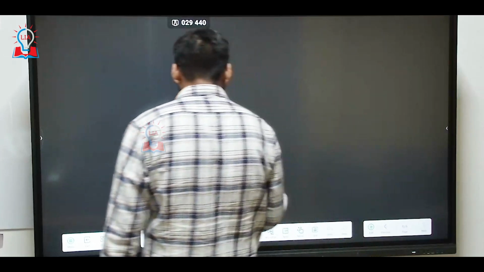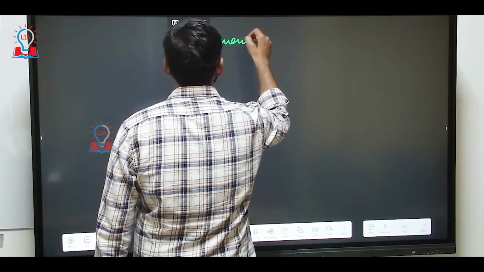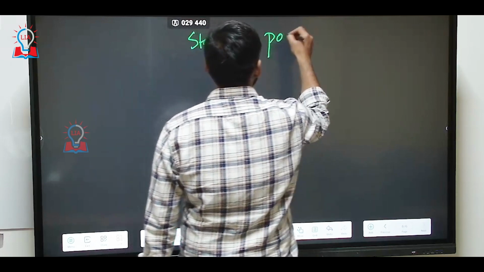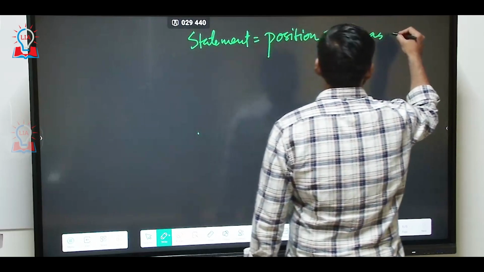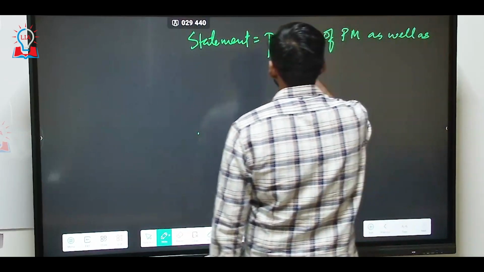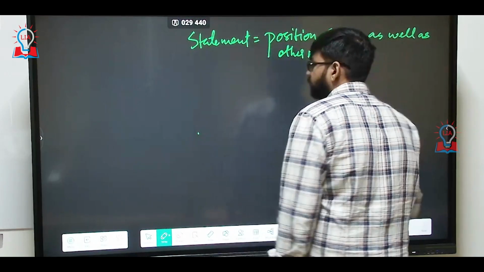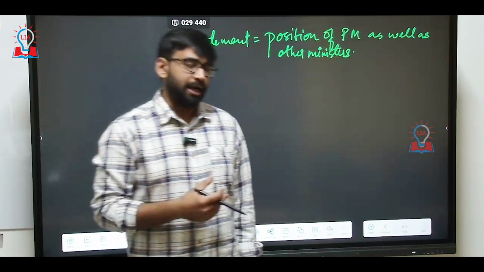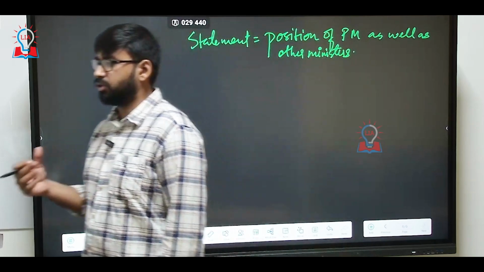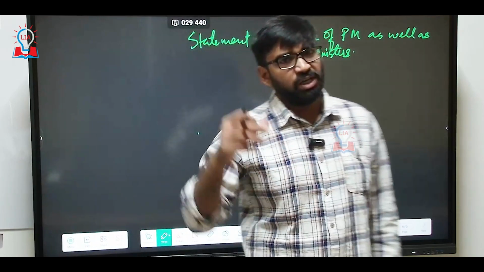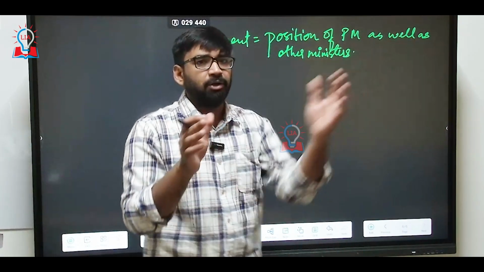So this statement talks about the position of prime minister as well as other ministers. If you want to understand the position of prime minister as well as other ministers, we need to consider other factors also. Whether prime minister is first among equals or moon among stars. So it will depend on multiple factors.